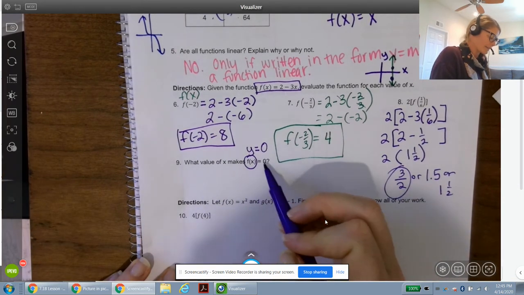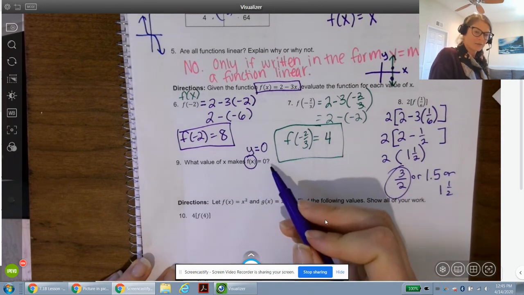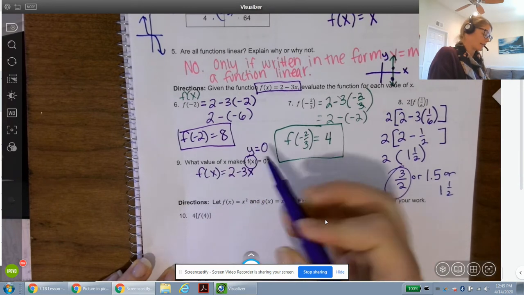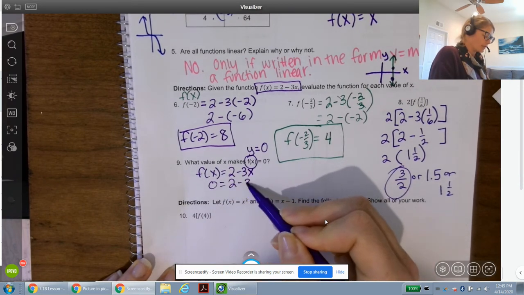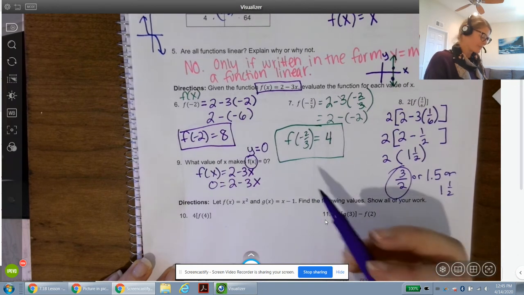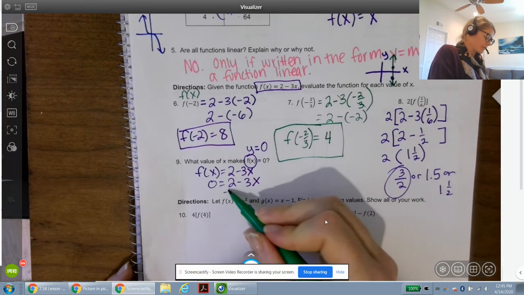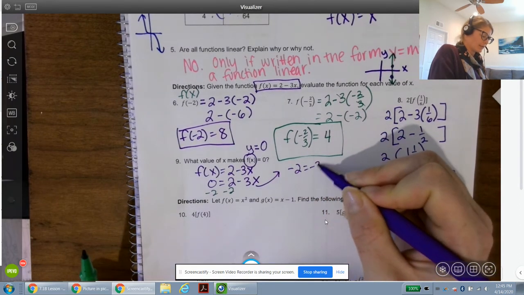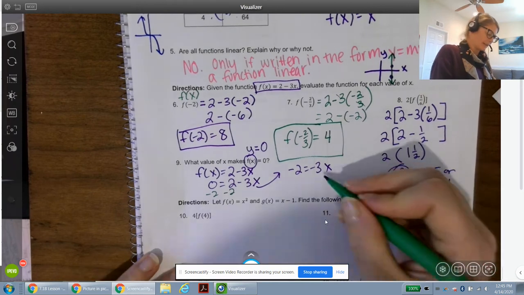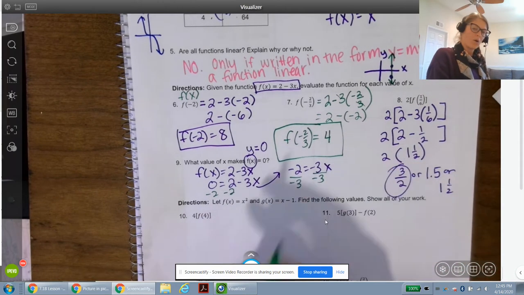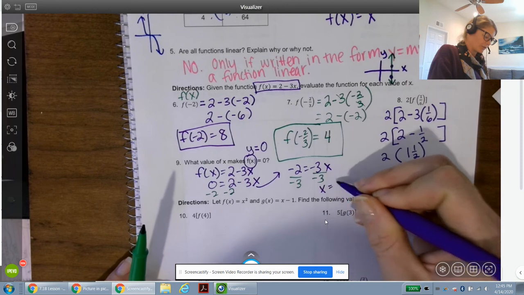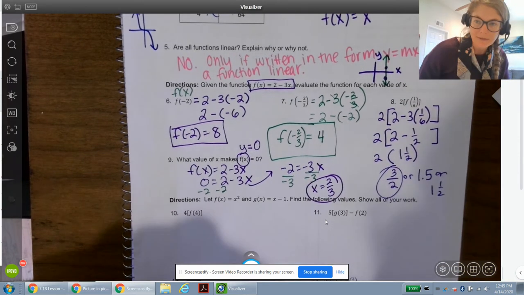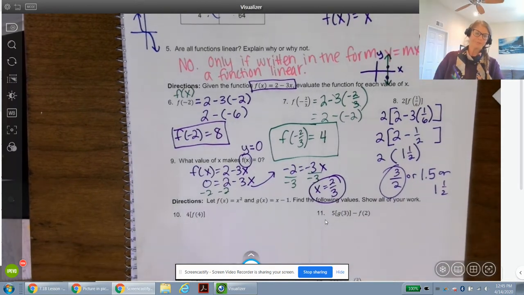So what value of x makes f of x equal to 0? Well, if f of x equals 0, and we know that f of x is equal to 2 minus 3x, all we have to do is solve for x when y is 0. I'm going to subtract 2 from both sides. Negative 2 is equal to negative 3x. I'm going to divide both sides by negative 3, or multiply by negative 1/3, and x is equal to 2/3. So 2/3 would make this function 0.